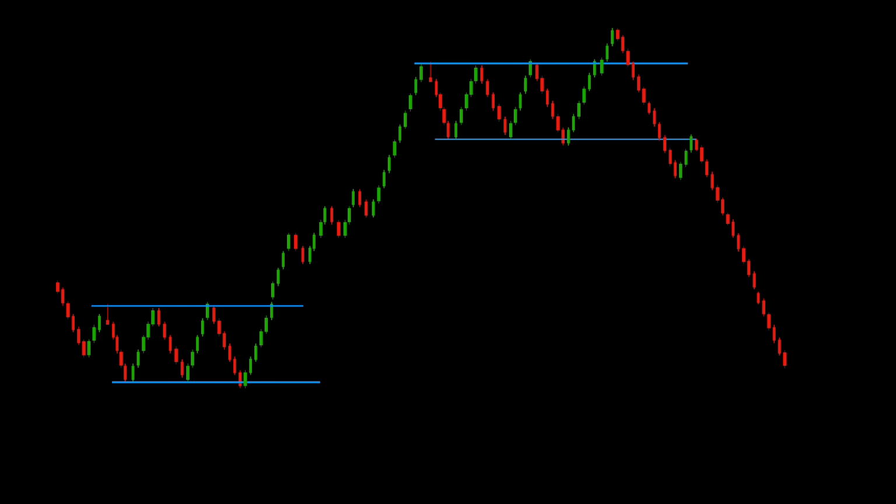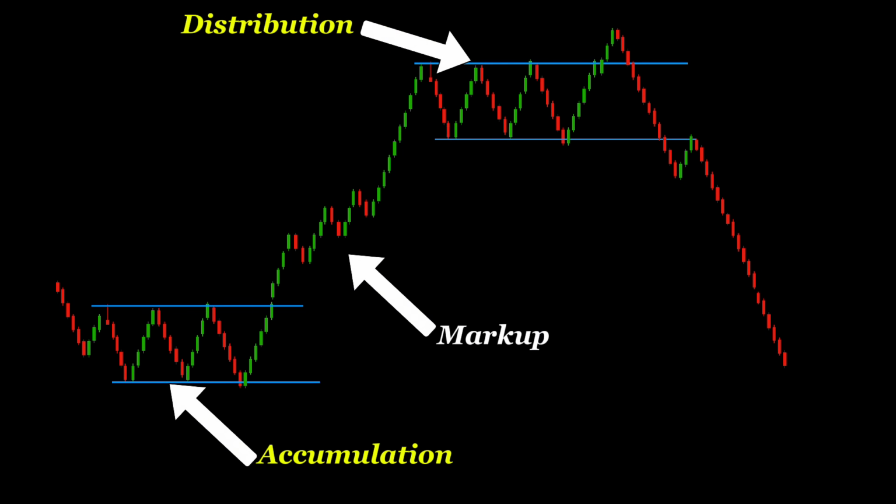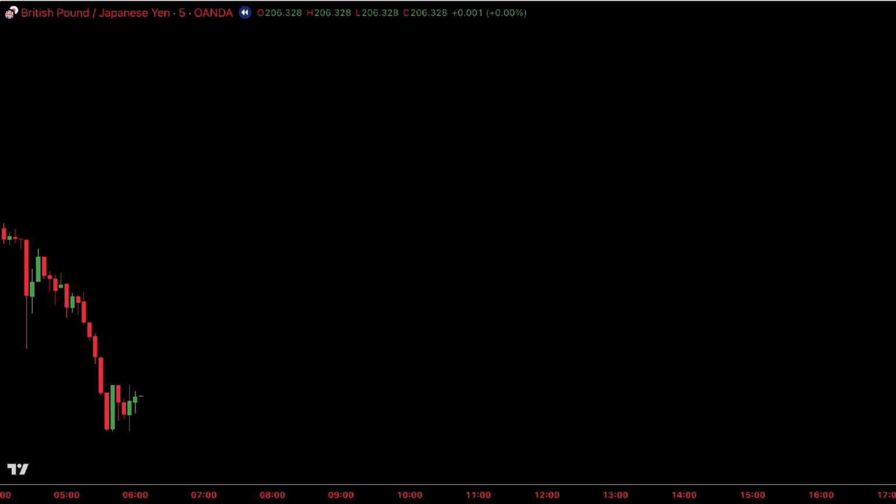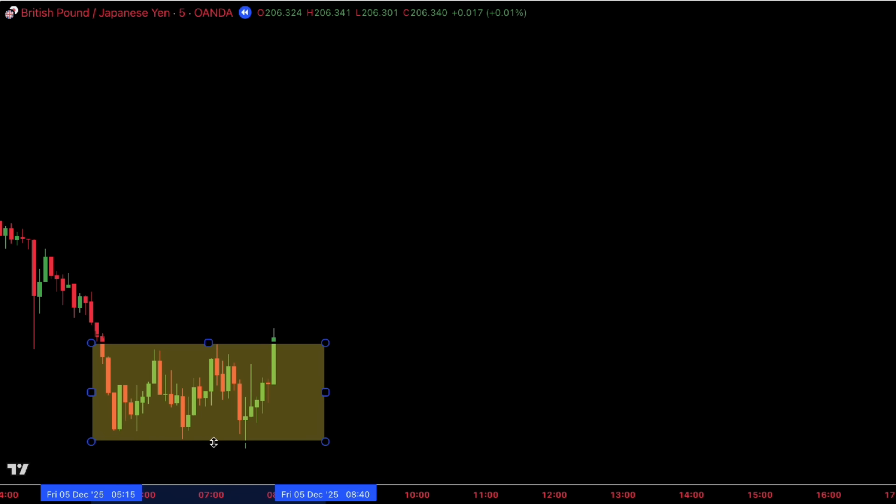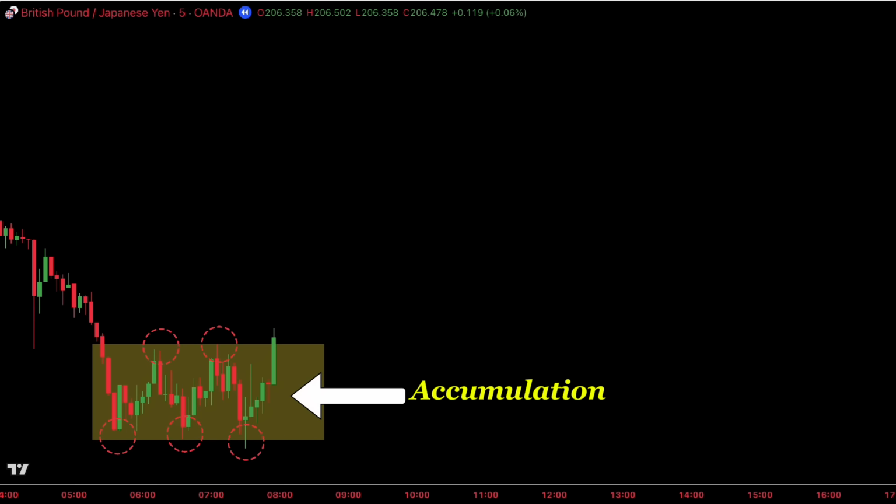The Wyckoff method is based on the idea that the market moves in 4 phases: accumulation, markup, distribution, and markdown. This is how smart money moves the market. Let's start with the first market phase, accumulation. In this phase, the market moves in a range and accumulates positions. Buyers and sellers are relatively balanced, but buyers are preparing to drive the market upwards. Once the market exits the range, we enter what we call the markup phase.